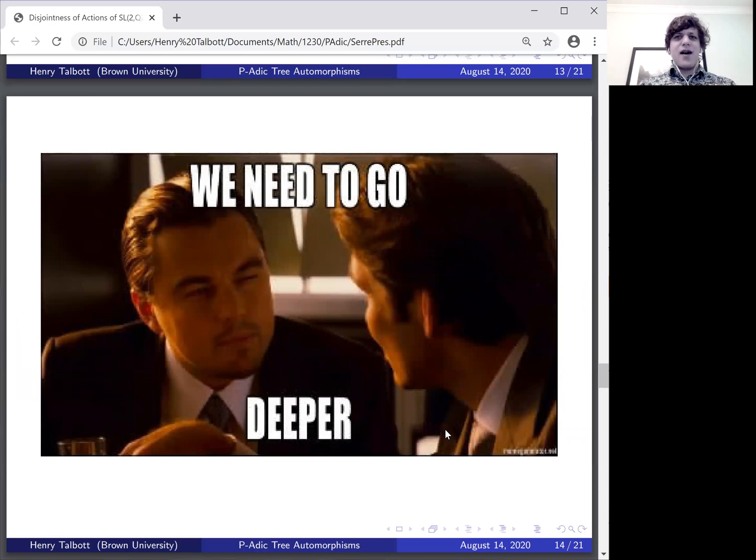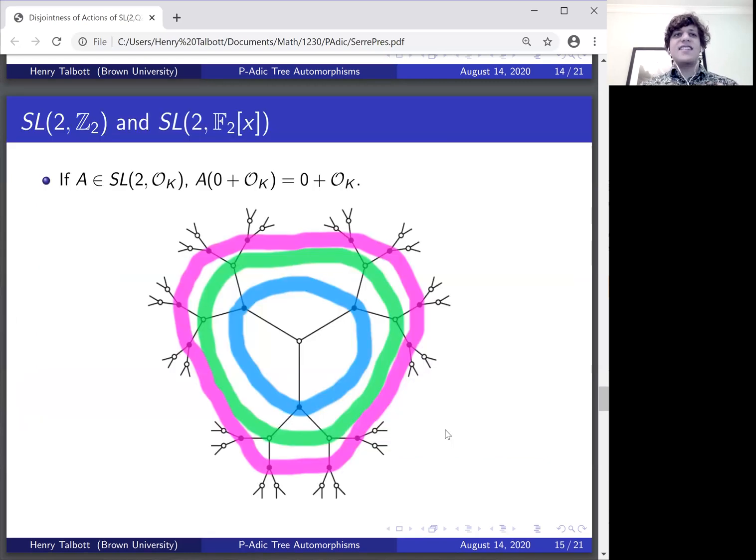But we're not really interested in affine maps. We're really interested in SL2C. We've had some nice results, but really it's time to go deeper. So the nice thing about these SL2 maps is that they still have to fix the ring of integers. It's either Z2 or sort of power series over F2.